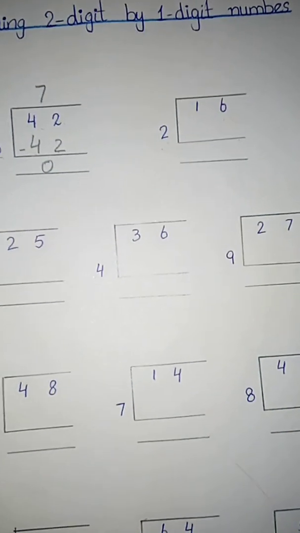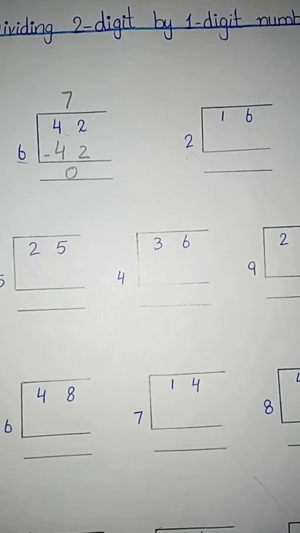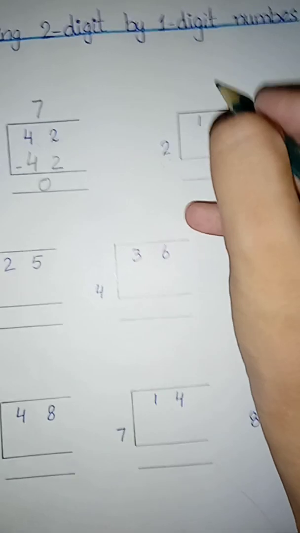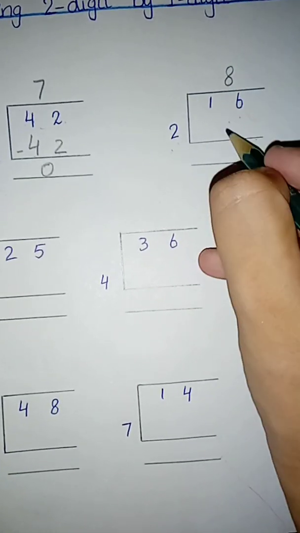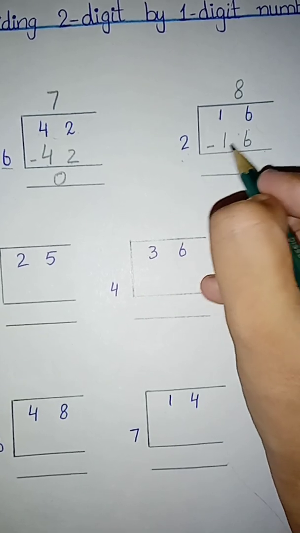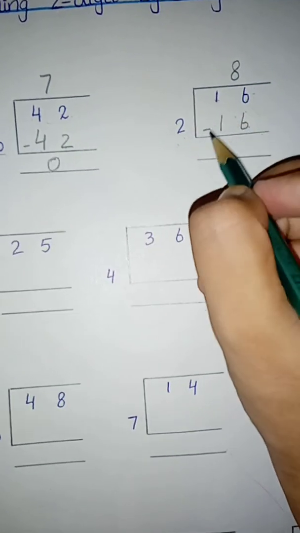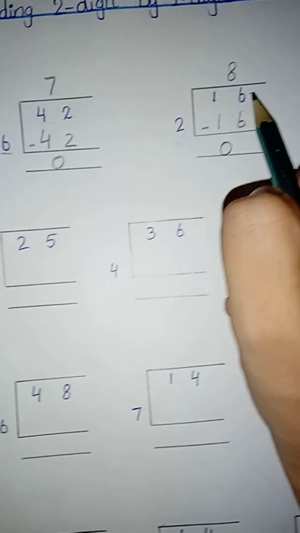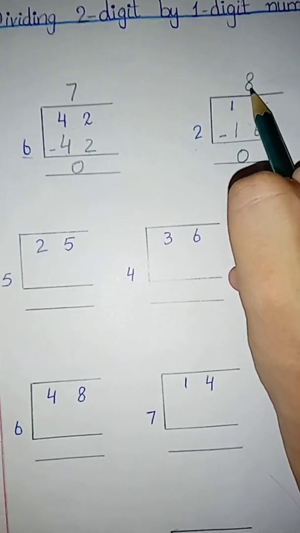In this we read the table of 2 to get the answer 16. So 2 eights are 16. Now we will subtract 16 minus 16. 16 minus 16 is equal to 0. So our answer is 8.